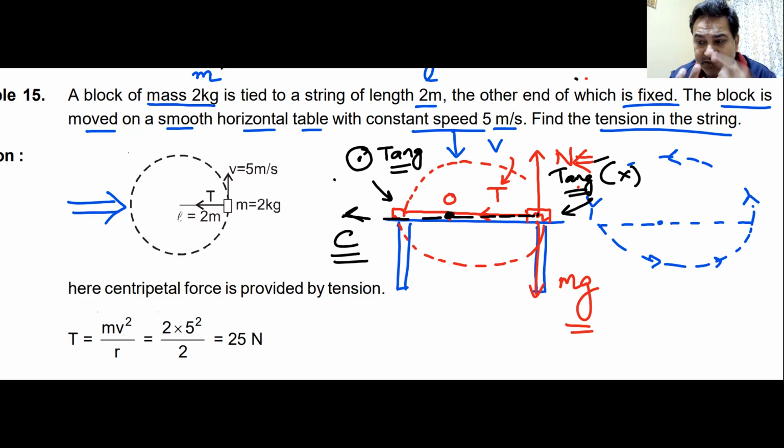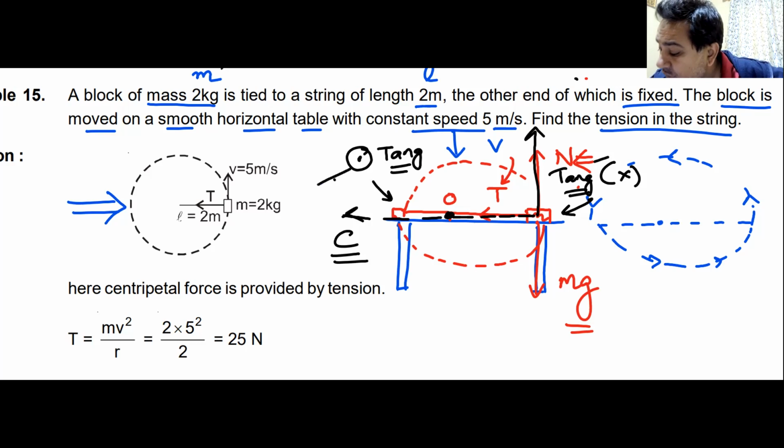So which is the direction which is perpendicular? The perpendicular direction is the direction where this normal reaction is going. So these are the three directions in which you have to make the equations: tangential into the board, centripetal towards the center, and normal, which is up and down.